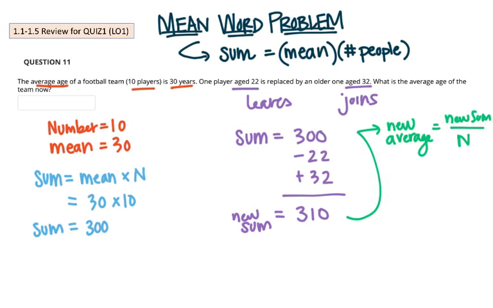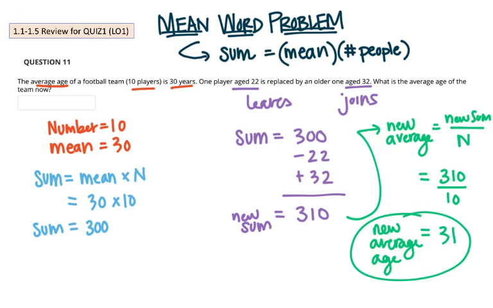So remember, for average, you just add up all the data points and you divide by the number. So we know the new sum is 310. We still only have 10 people on the team, so the new average is 31 years old.